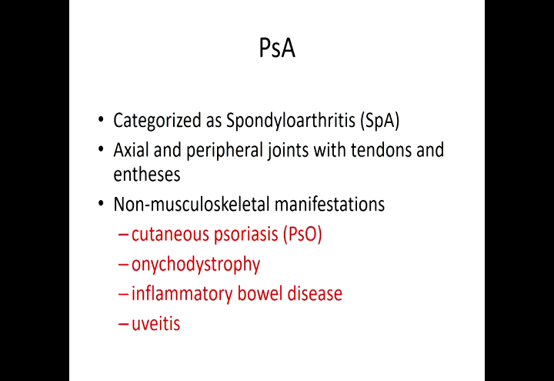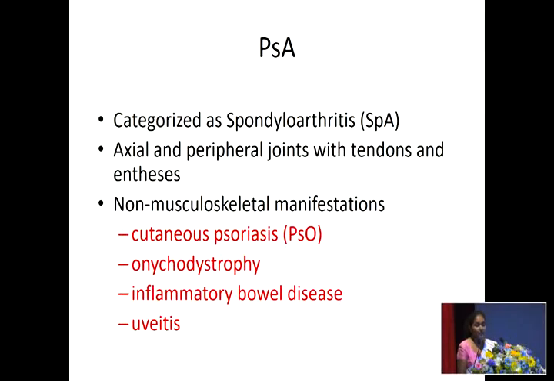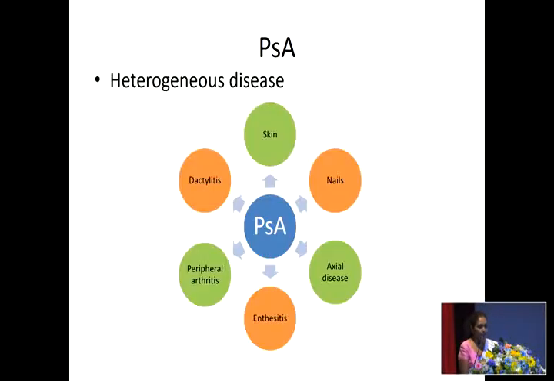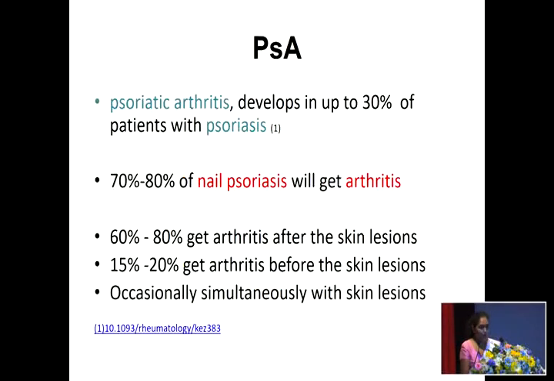In addition to musculoskeletal system involvement, it can cause non-musculoskeletal manifestations as well. So cutaneous manifestations, you have already listened to that. Onychodystrophy, nail involvement, and gut involvement with inflammatory bowel disease, eye involvement with uveitis. So it is a heterogeneous disease with involvement of many organs: skin, nails, axial skeleton, peripheral joints, entheses. Yes. So let's move on to see the manifestation of arthritis in psoriasis.